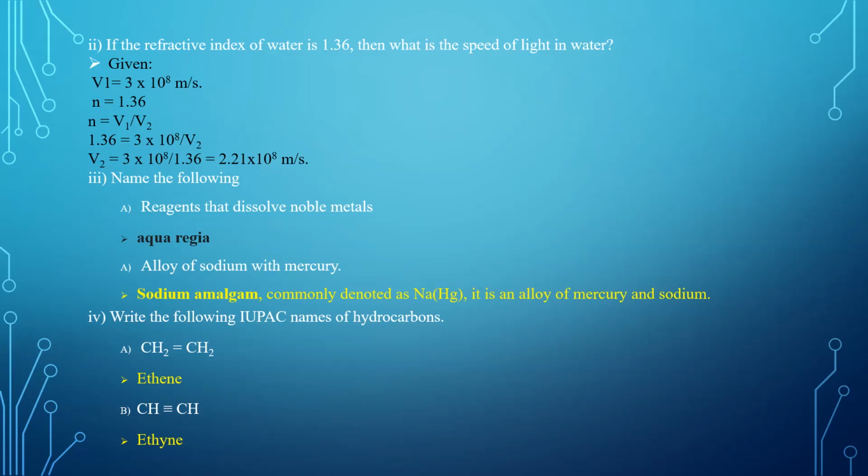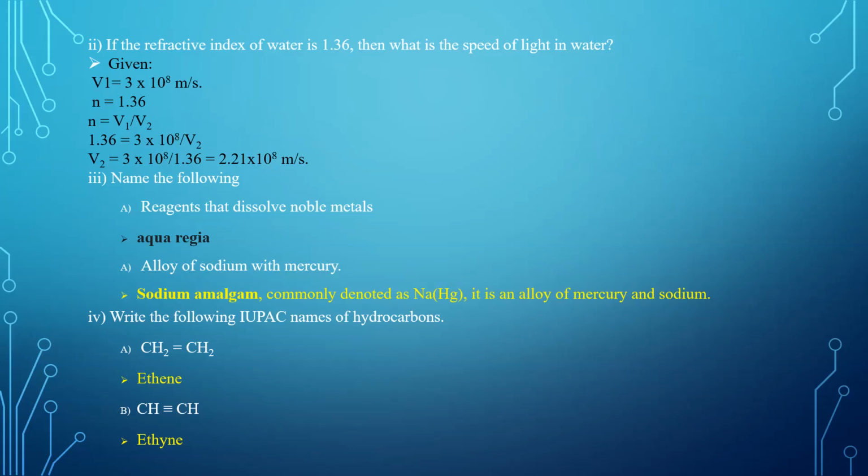See, name the following. This question was asked in the previous question paper also, right? In your paper number 2. Reagent that dissolves noble metals. What is that reagent that dissolves noble metals? That is named aqua regia. Okay, aqua regia is a reagent that dissolves noble metals.